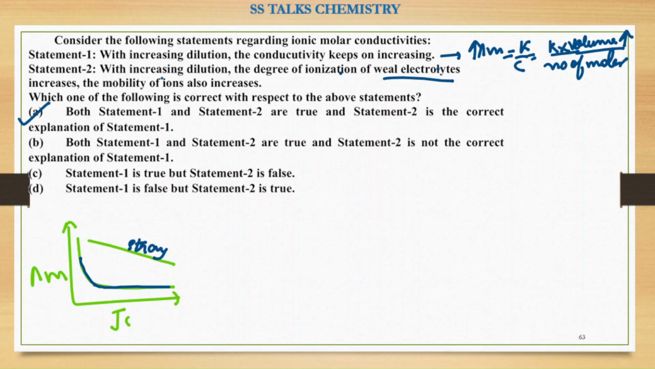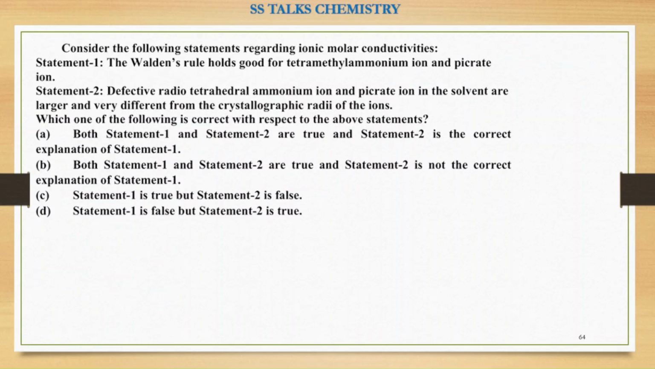Okay, next we have this question. It says regarding Walden's rule. The first statement says Walden's rule holds good for the tetramethyl ammonium ion and the picrate ion. These are both large sized ions, right? And for them Walden's rule is going to hold good. So this statement is going to be true.